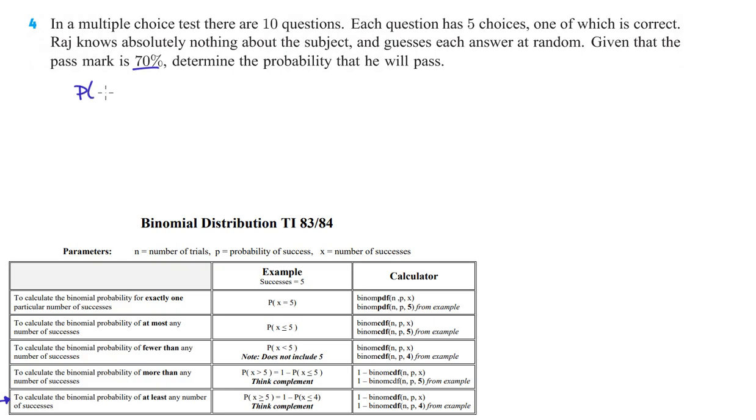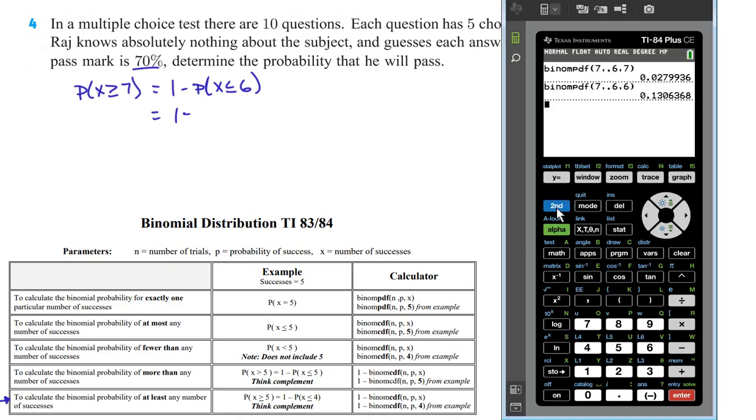So the probability of x being greater than or equal to 7 correct is going to equal 1 minus the probability that x is less than or equal to 6. So this is what we're going to figure out, and we're going to take 1 and subtract that. That's going to be our binomial CDF.